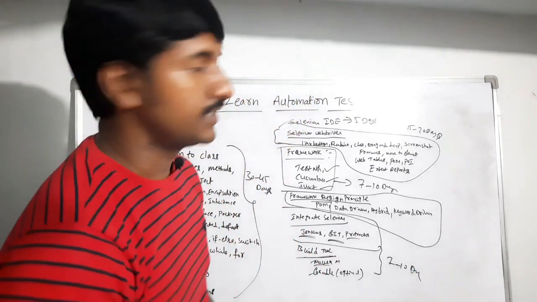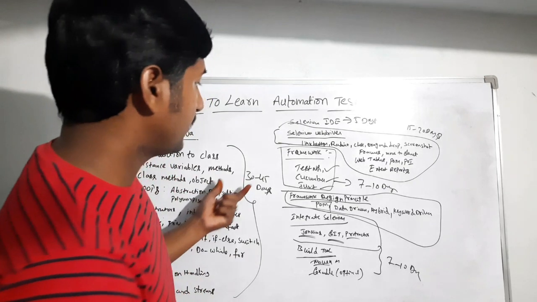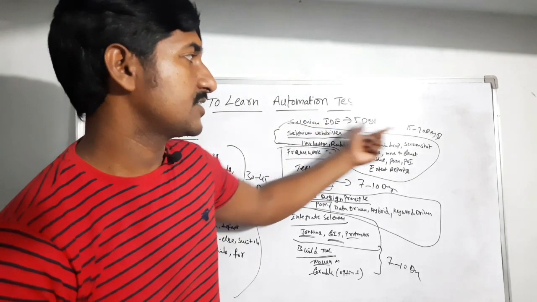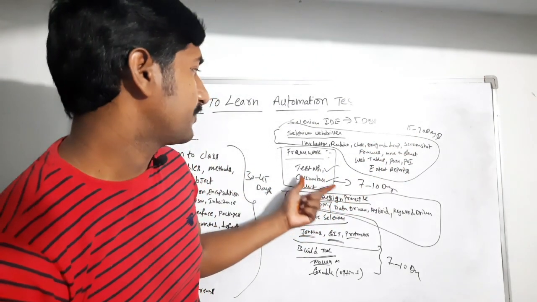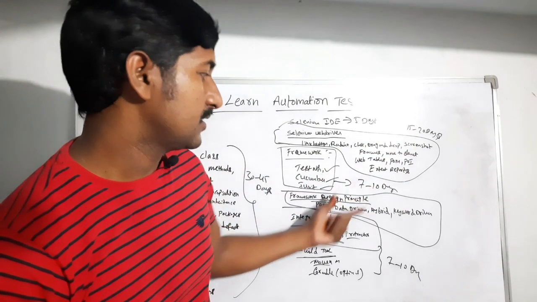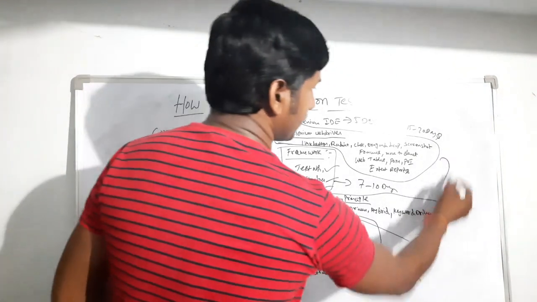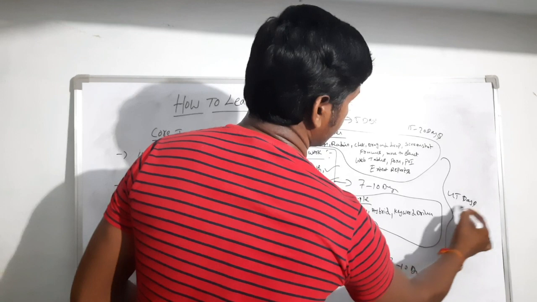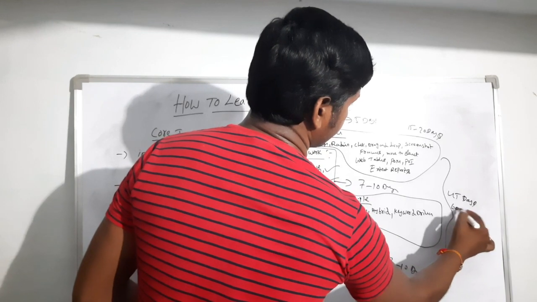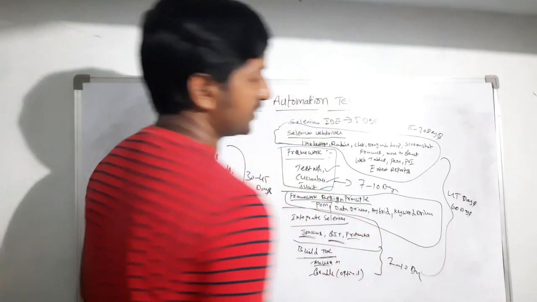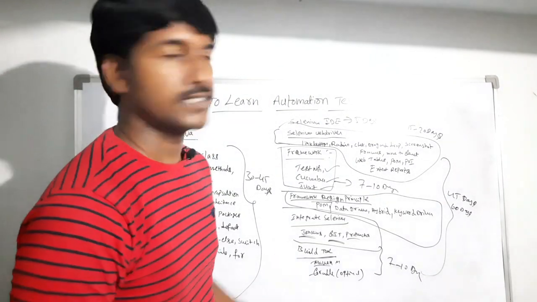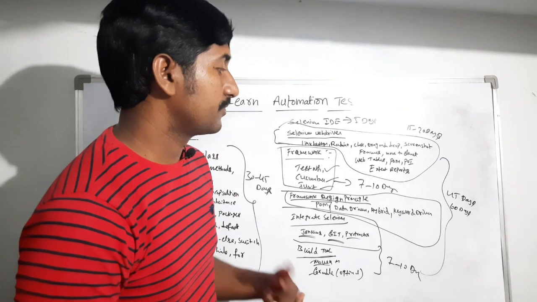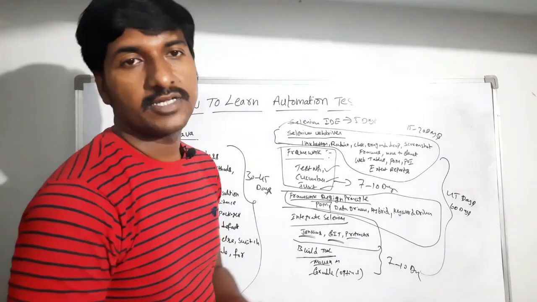So I can say finally, for Core Java it will take 30 to 45 days, Selenium basic concepts 15 to 20 days, and framework 7 to 10 days. So totally it will take 45 to 60 days, based on your instructor.